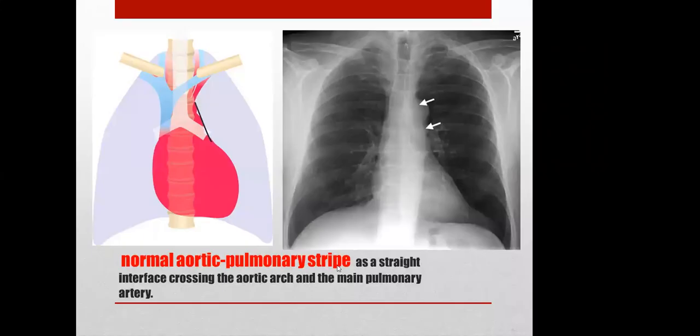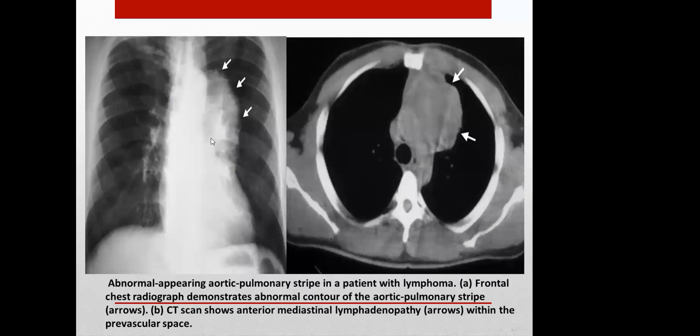The aortopulmonary stripe is the interface crossing the aortic arch and the main pulmonary artery. This is the aortopulmonary stripe, this one. This is an abnormal stripe, bulging and convex, seen on both images in patients with lymphoma.